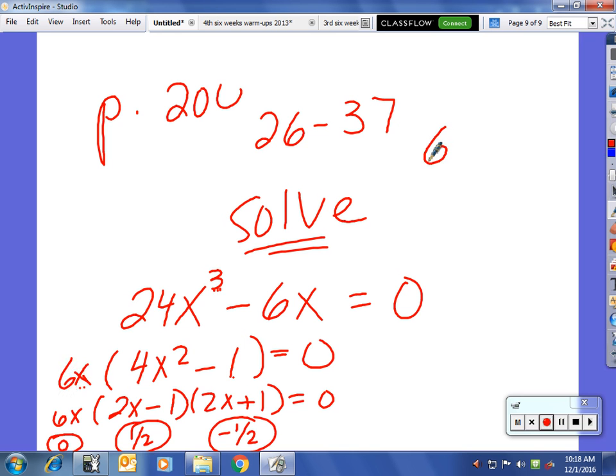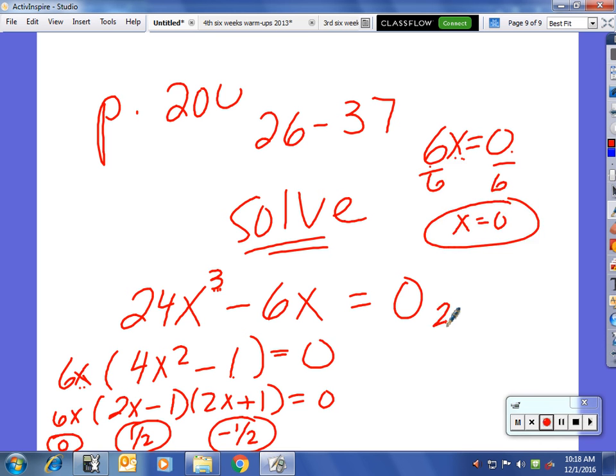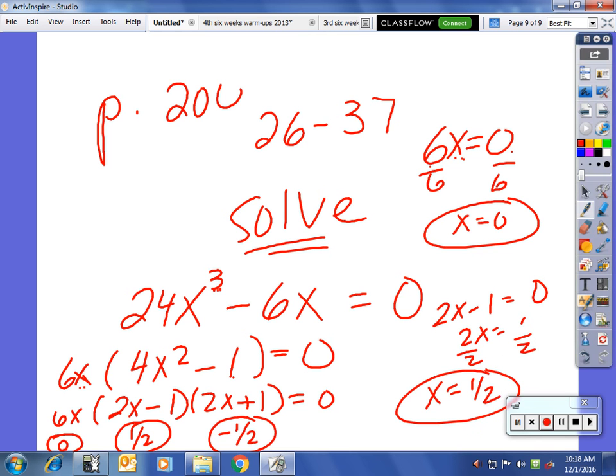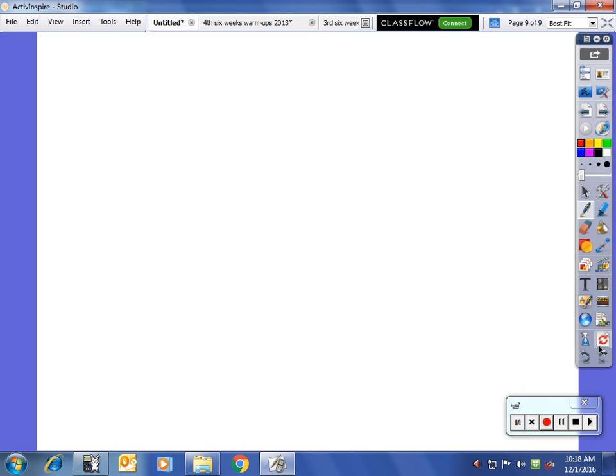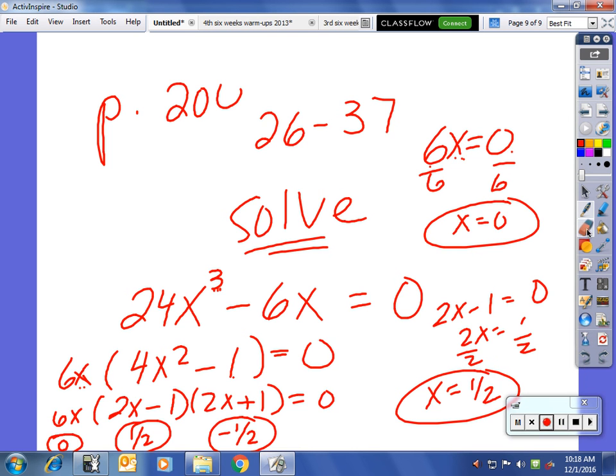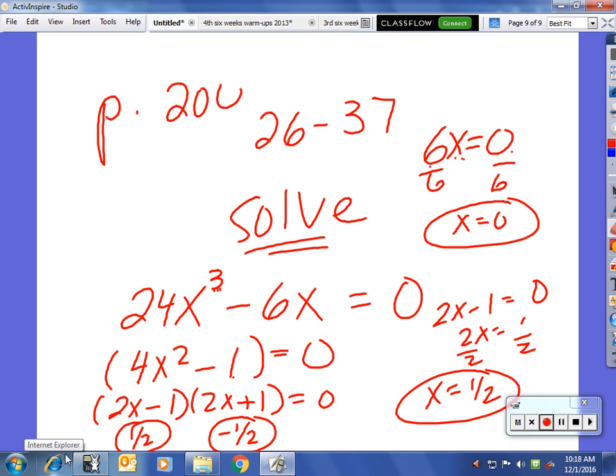This is why. You set each factor equal to 0. 6 times some unknown number is 0. What does that unknown number have to be? It has to be 0. 0 divided by anything is 0. And then if 2x minus 1 equals 0, you move the 1 over, you divide by 2, and that's how you get 1/2, and so on. But if that GCF wasn't there, like if there wasn't a GCF of 6x, then the answers would have just been 1/2 and negative 1/2.